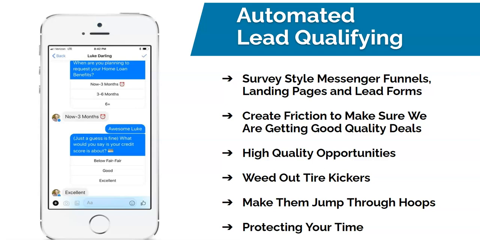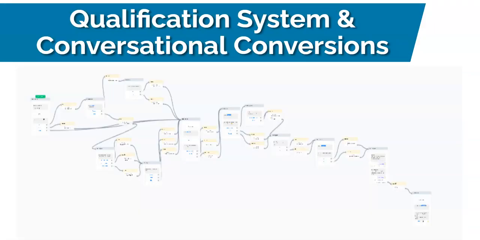We're gathering information from them: time frame, credit score, if they're working with a referral partner, really valuable information. But at the same time, we're also protecting our time from people who aren't actually serious about moving forward with the process. So I'm going to give you a bird's eye view of what something like this would look like.